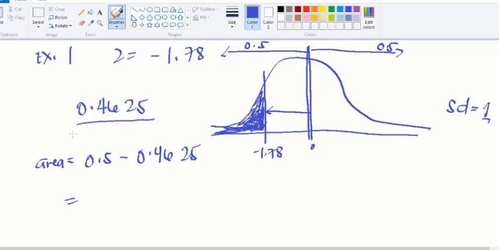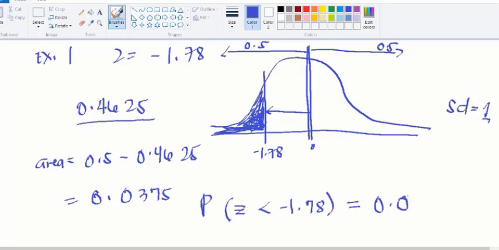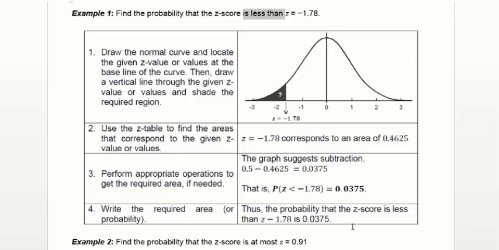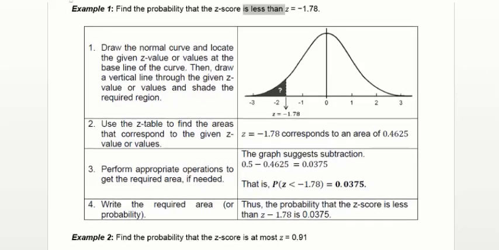0.5 minus 0.4625 is equals to 0.0375. So, the probability that Z is less than negative 1.78 is equals to 0.0375. Or, if you make it a percentage, because we are talking about probability, it is 3.75%.